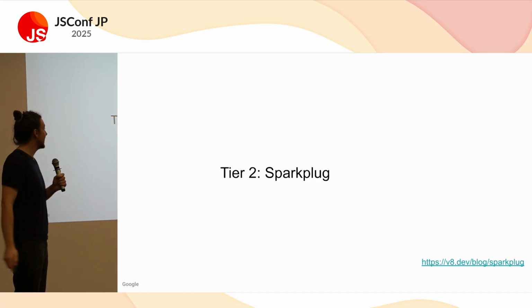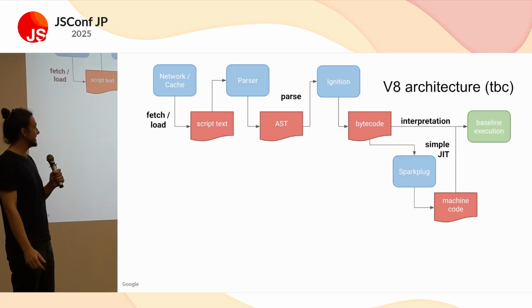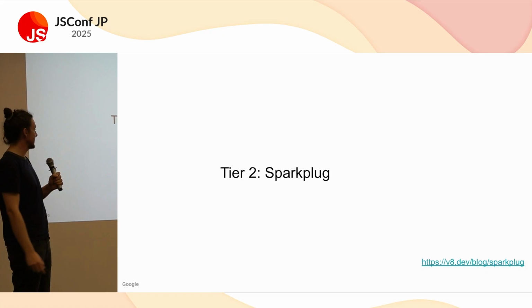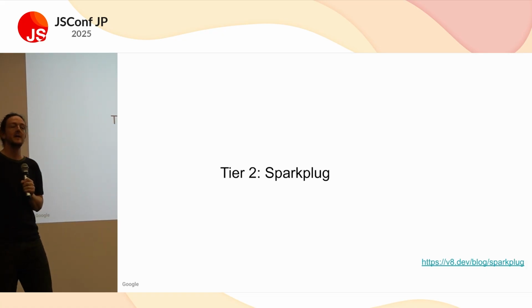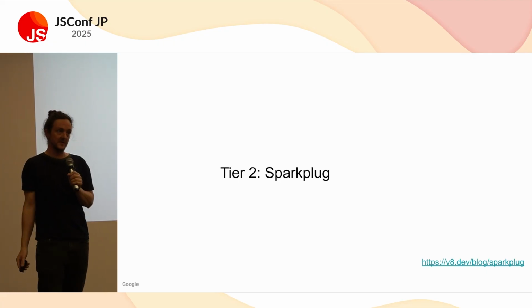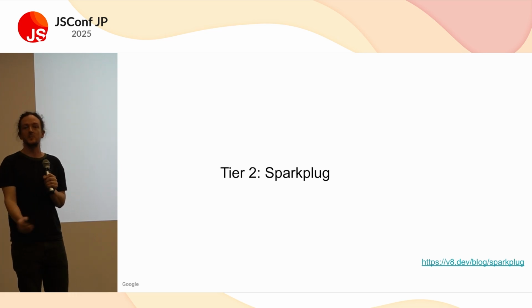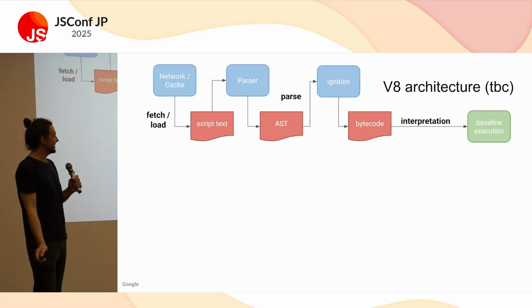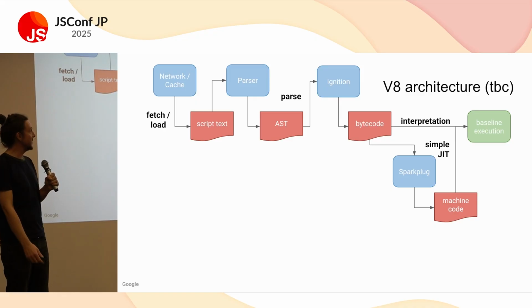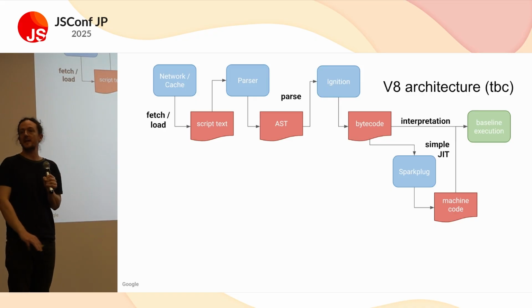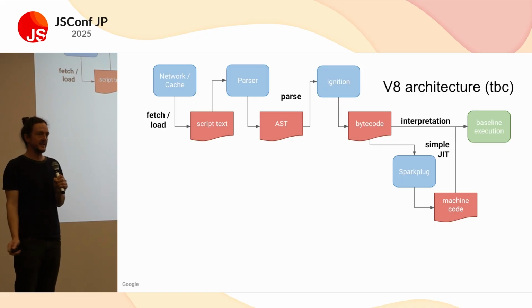Okay, so now we start with the first, sorry, I went a bit fast. This is Sparkplug, the second tier that I want to talk about now, and this is the first native compiler. Again, I'm linking to a blog post that I can recommend that goes into more detail. In my architecture diagram, it goes in here. It's basically parallel to the interpreter. It does everything exactly the same as the interpreter would do it.